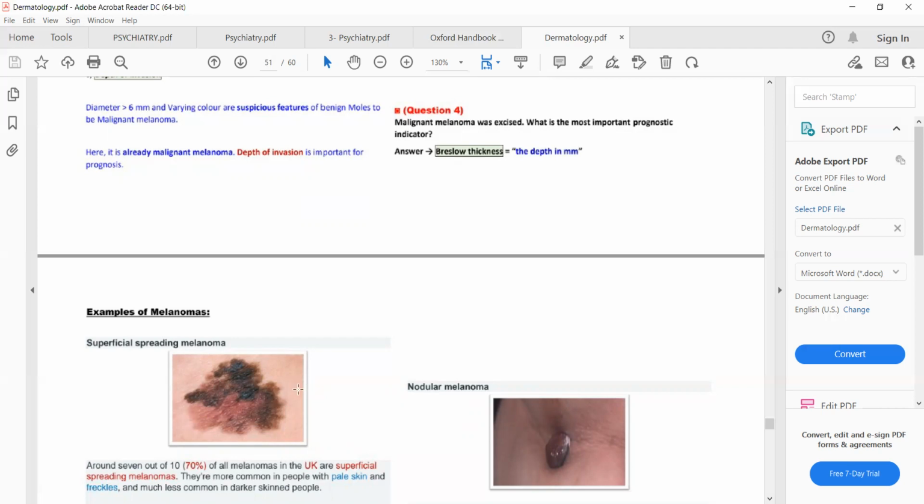And E for, what does E stand for? E for evolving. If it's growing in size vertically downward in the skin or horizontally, so in whichever direction, if it's growing, then you will suspect malignant melanoma.